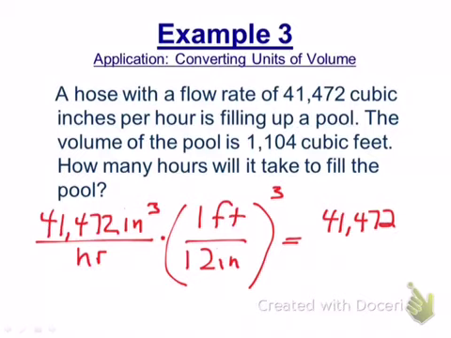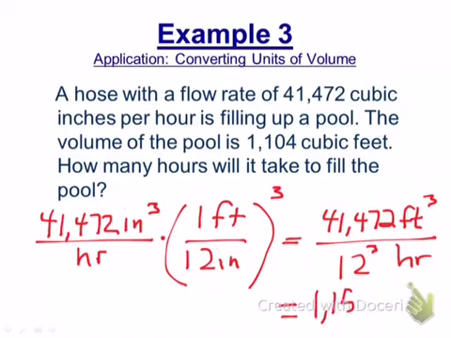So that's going to equal 41,472. The inches cubed are going to cancel. 12 cubed. So somebody needs to do 41,472 divided by 12 cubed. 12 cubed? Oh, 1,000. Yeah, that didn't seem right to me. How much? 1,152. Say it again. 1,152. So 1,152 cubic feet per hour.